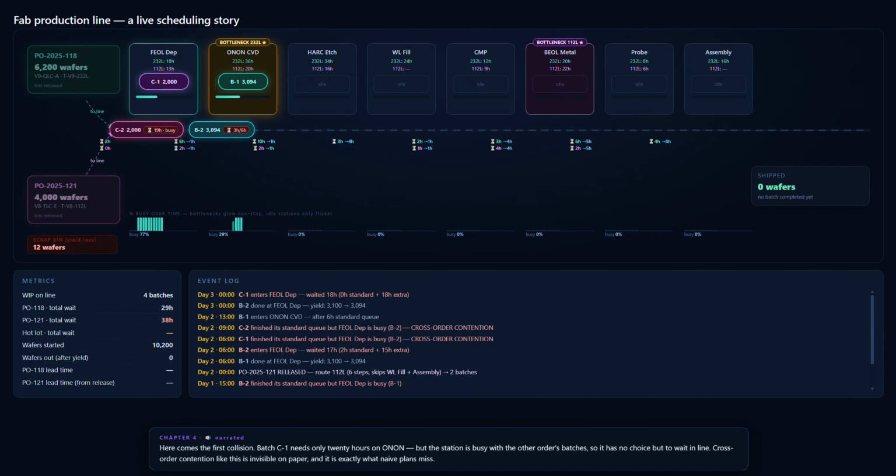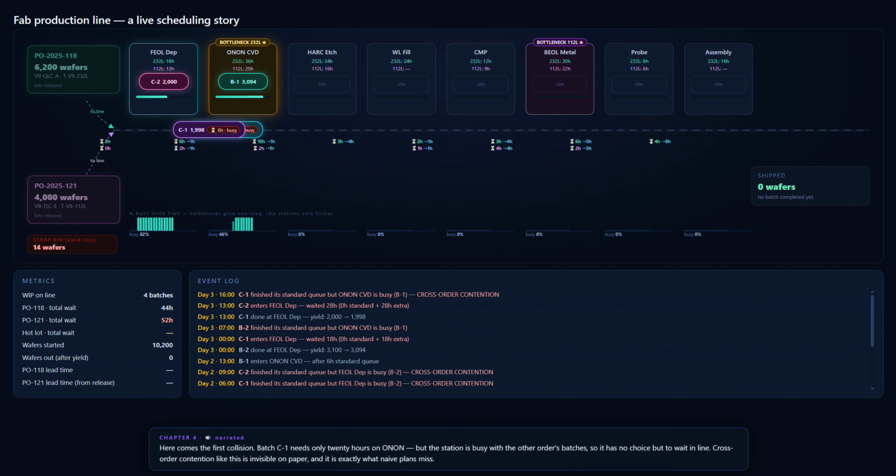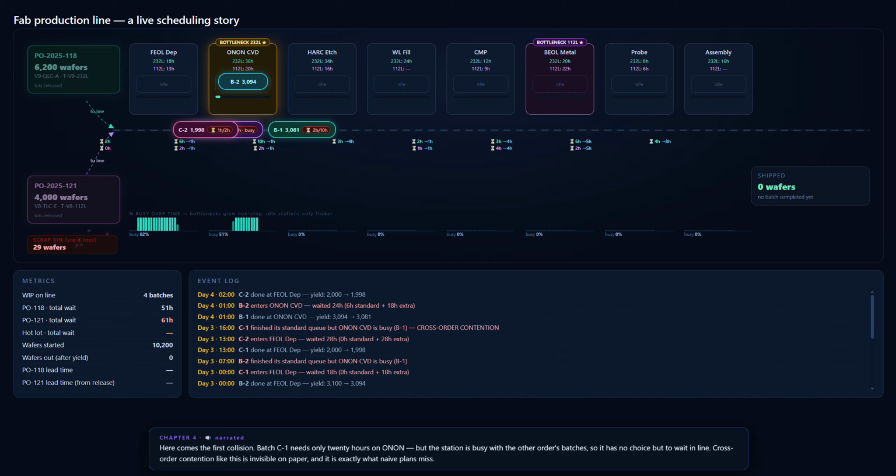Here comes the first collision. Batch C. One needs only 20 hours on ON, but the station is busy with the other order's batches, so it has no choice but to wait in line. Cross-order contention like this is invisible on paper, and it is exactly what naive plans miss.